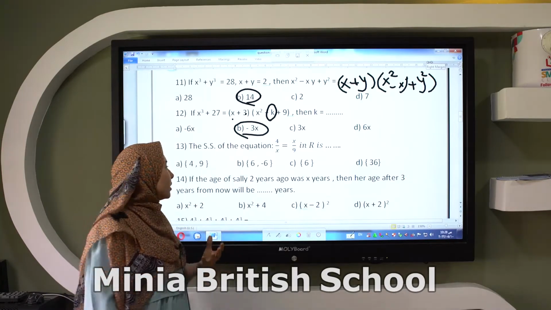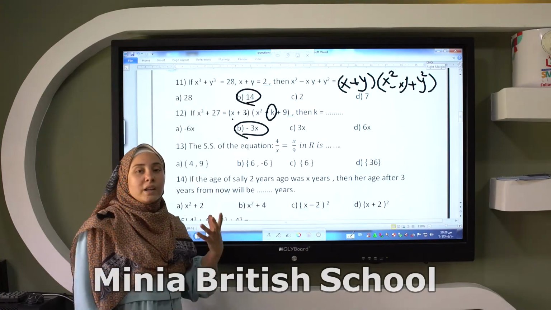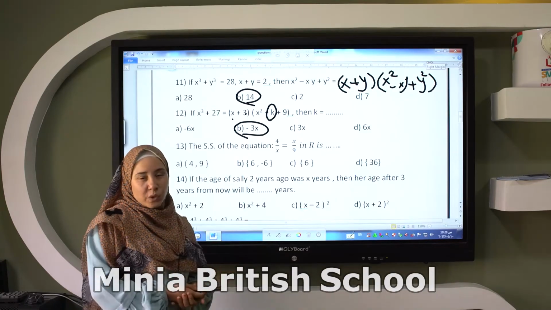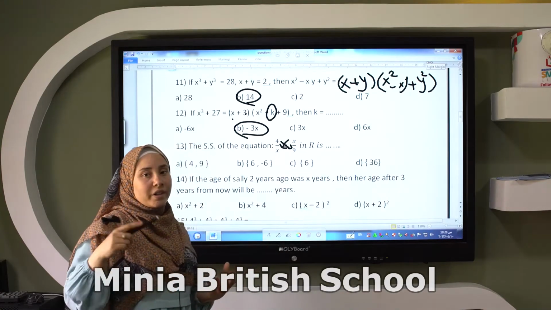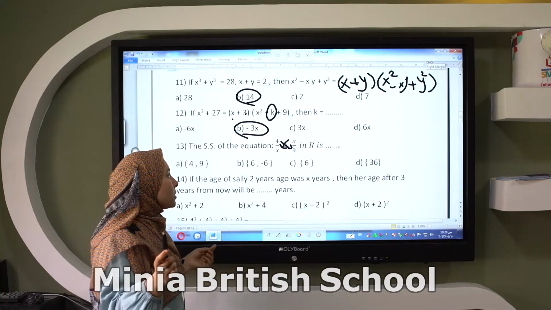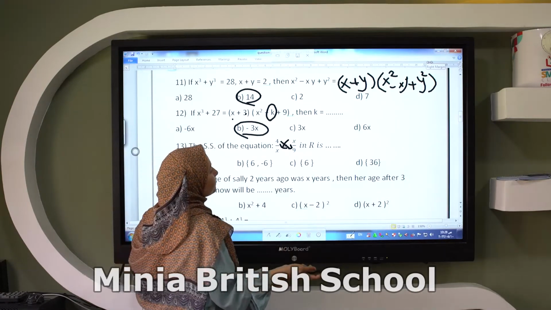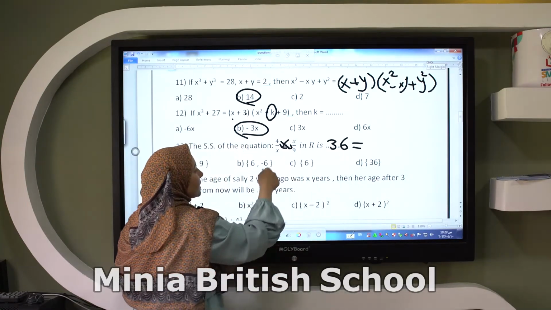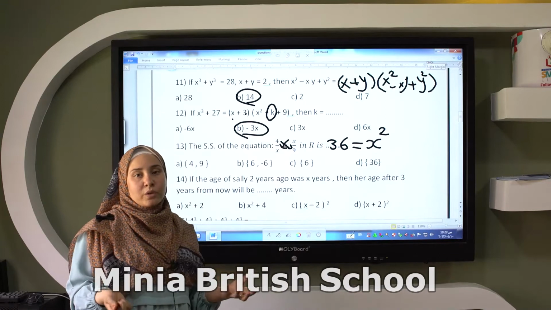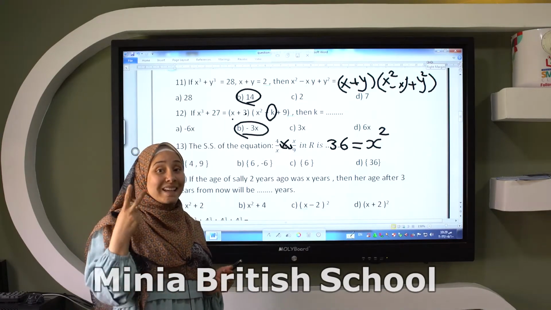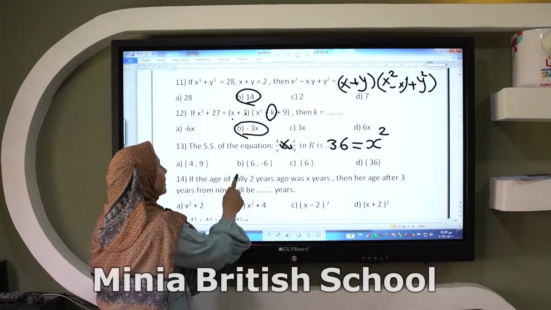Good. Number 13, the solution set of this equation 4 over x equals x over 9 in R is what? Okay, by taking the cross multiplication, we get 4 times 9 equals 36, equals 6 times 6, equals x times x, which is x². So x² equals 36. Now this equation is second degree, so I have 2 roots, so x equals positive or negative 6. Good.